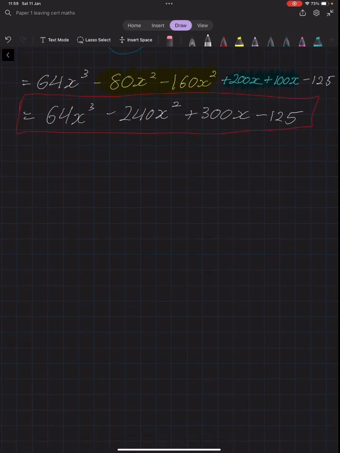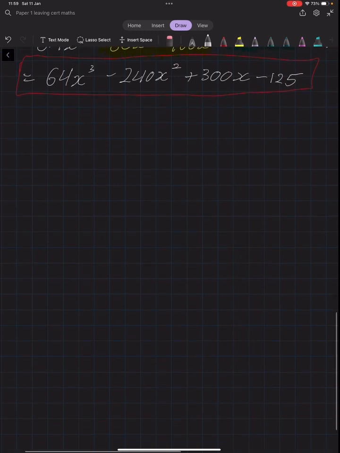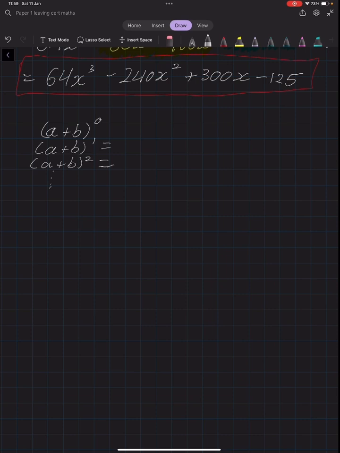I'll do Pascal's triangle as well in this video. Do a couple of examples and then we'll go from there. So, Pascal's triangle, what is it? If you do a plus b to the power of 0, to the power of 1, on and on, what you get is this.